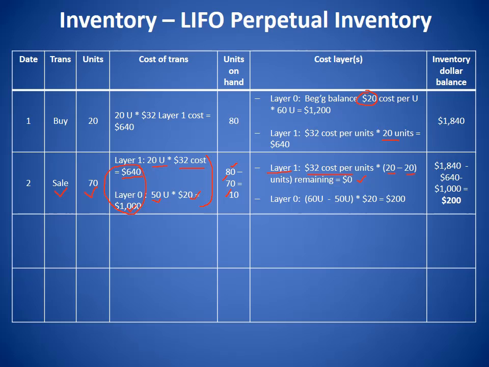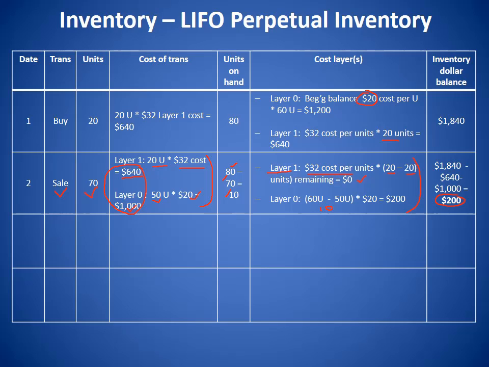Layer 0, on the other hand, we can see we had 60 units originally. We used up 50 of those units, so there's 10 units. In effect, there's 10 units left times $20 per unit, and that equals $200. So the combination of these two layers in the end equals $200. And you can see the details of the transactions.